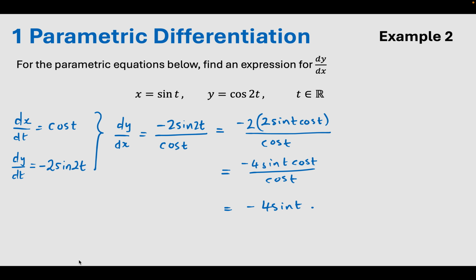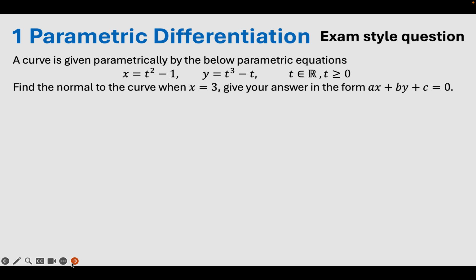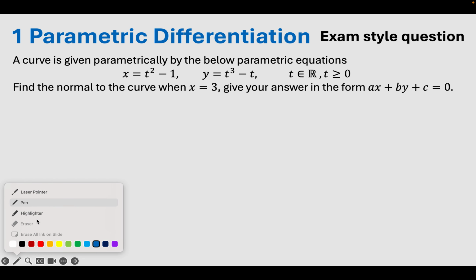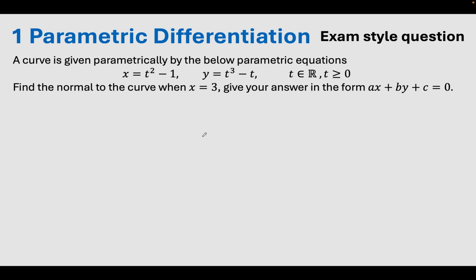Okay, and let's move on to the final question, an exam style-ish kind of question. So a curve is given parametrically by the below parametric equations. x is t squared minus 1, y is t cubed minus t, t is in the reals, and t is greater than 0. Find the normal to the curve when x equals 3. Give your answer in the form ax plus by plus c equals 0.